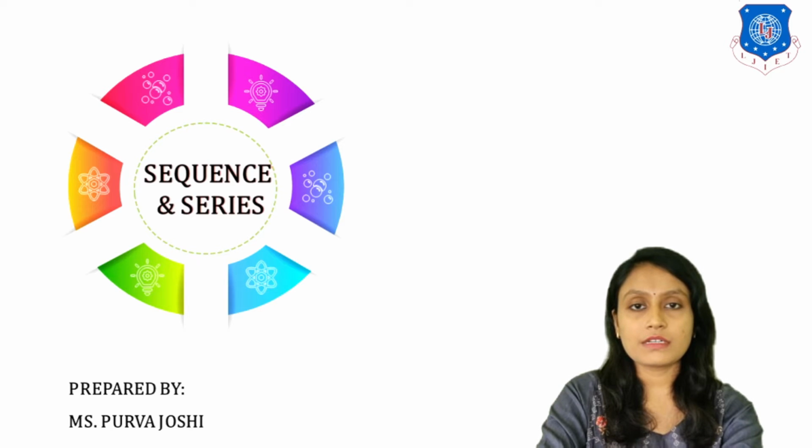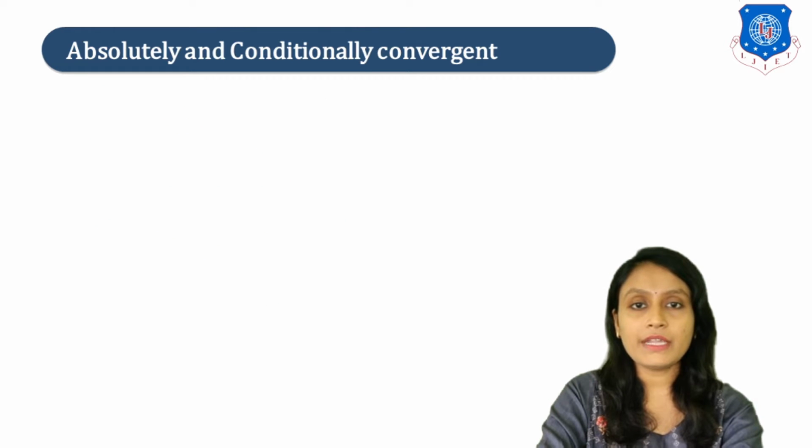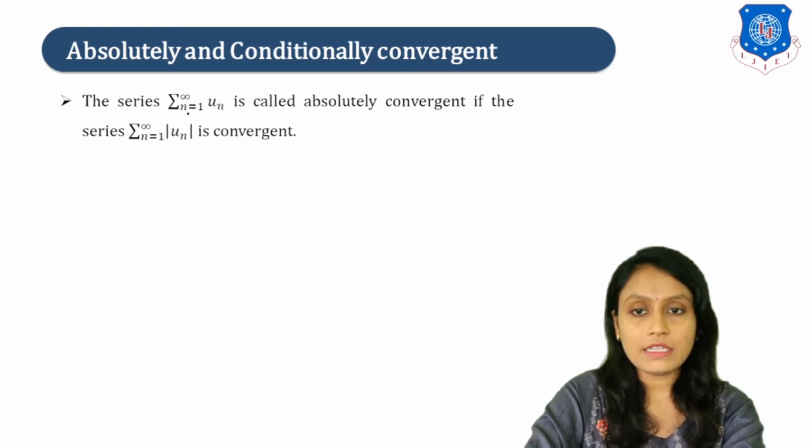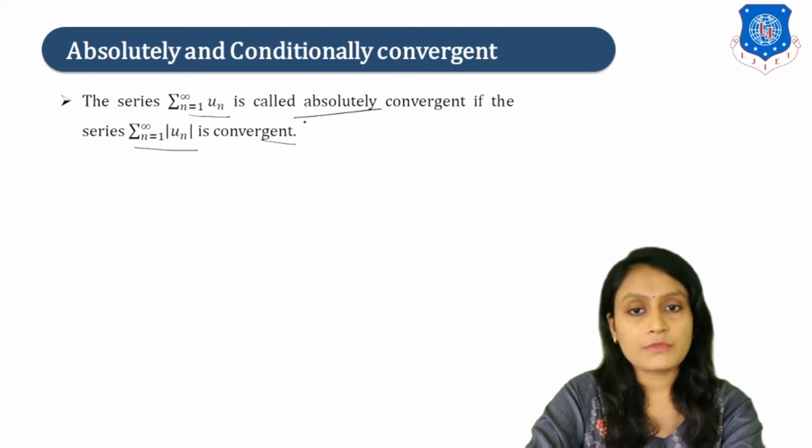Today we are going to discuss few more topics of sequence and series. So let's begin with the first topic, that is absolute and conditional convergence. The series Un is called absolutely convergent if the series mod Un is convergent. Whenever mod Un is convergent, then we can say that this series Un is absolutely convergent.